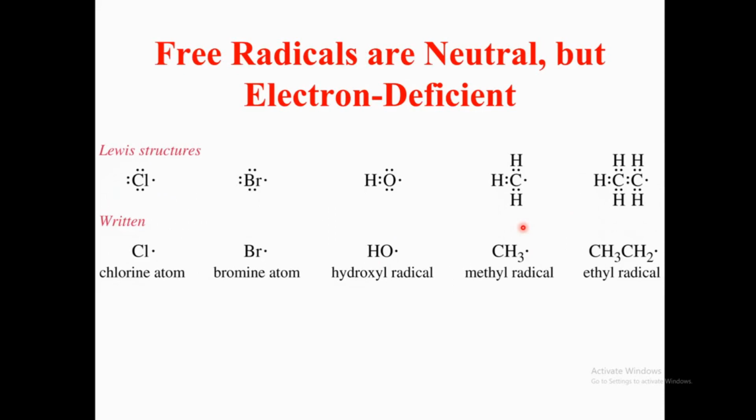So free radicals are neutral but electron deficient. Carbocations are positive, anions are negative, but free radicals are neutral and they are electron deficient.